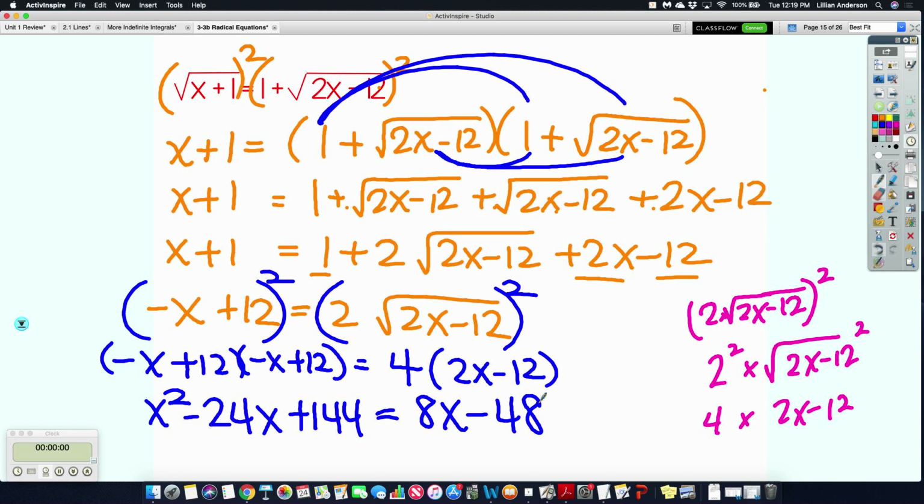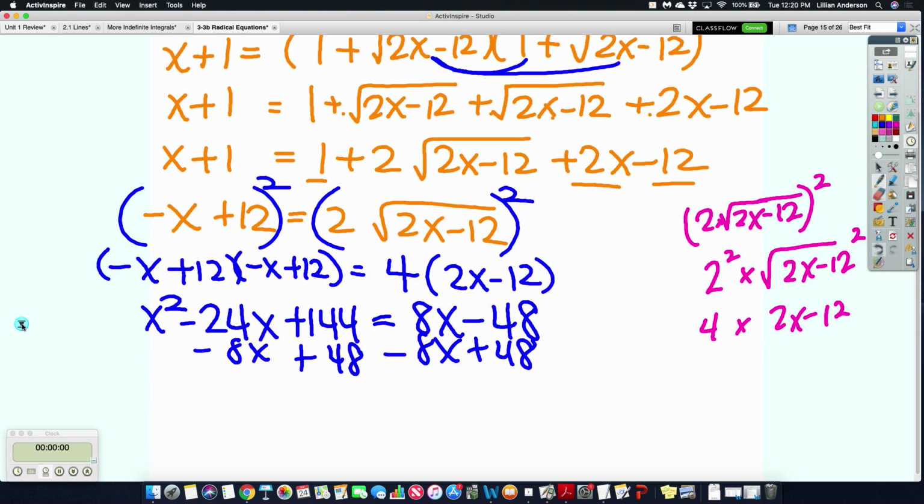So, subtract over the 8x. And I smile, not because, like, you got to laugh to keep from crying sometimes. You know what I'm saying? And then you add the 48. So subtract 8x and then add 48. That becomes 0. This becomes x squared minus 32x plus 192.